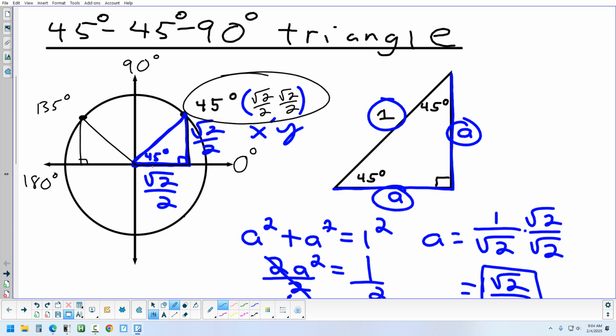There's only one thing that would change when you write the coordinate for 135. The x would be negative. The x would become negative. Okay, I'm not going to get into that today. That's more tomorrow. But I'm just trying to show you we're going to reuse this coordinate over and over.